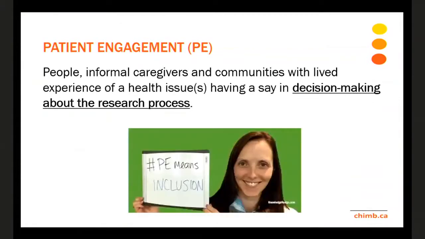And here, the thing that I always try to really emphasize is what it means: patients, informal caregivers, communities with lived experience of a health issue actually having a say in decision-making about the research process. So having a say in what priority we should be looking at, how we should define the question, how the research should be designed, what kind of methods we should use, and what kind of material we should use in the design as well. How are we going to together interpret the results? And then how are we going to actually share the results and make a change?